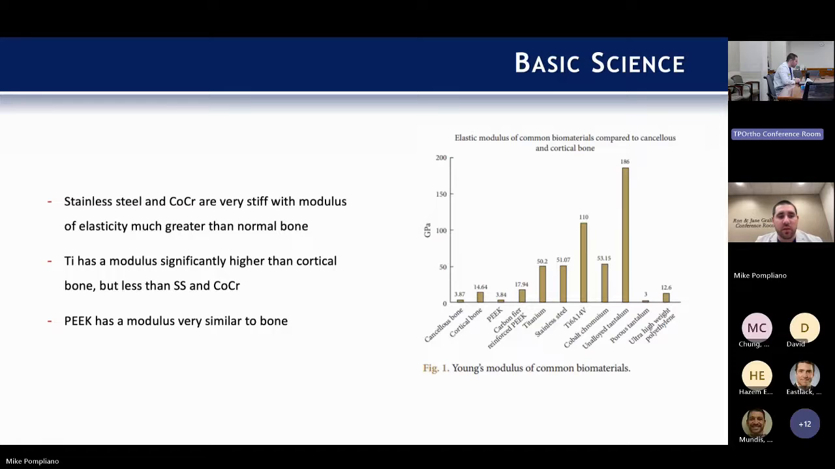Titanium does have a significantly higher modulus than cortical bone, but it's less so than stainless steel and cobalt chrome. So you're typically going to see those as more stiff materials, and then titanium a little bit closer to bone, and then PEEK is very comparable to bone, relatively speaking.